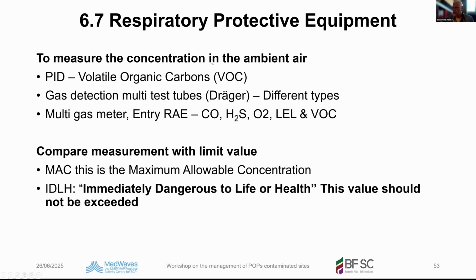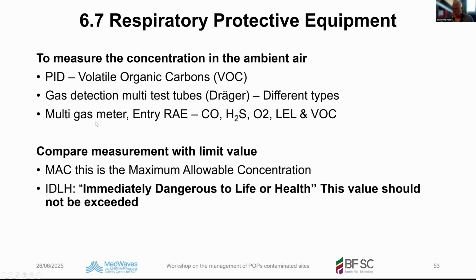To measure the concentration in the ambient air, we use PID, photoionization detection, and you measure your volatile organic compounds, the VOCs. Gas detection, multi-test tubes, there are different types. With these gas detection tubes, you can also measure the component which is in the air. And multi-gas meters are more robust and more reliable. They can measure CO, H2S, oxygen, LEL, the lower explosive limit, and then the VOC. And they can have an alarm.